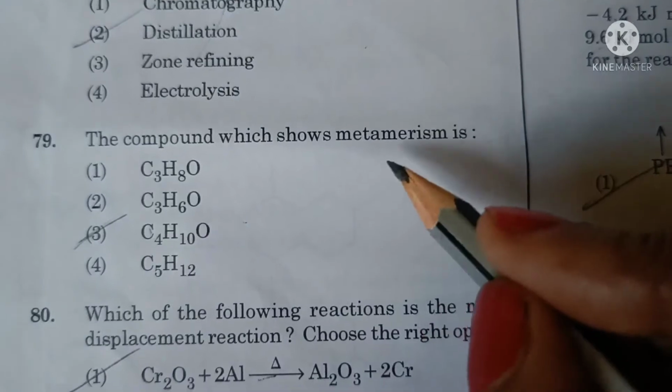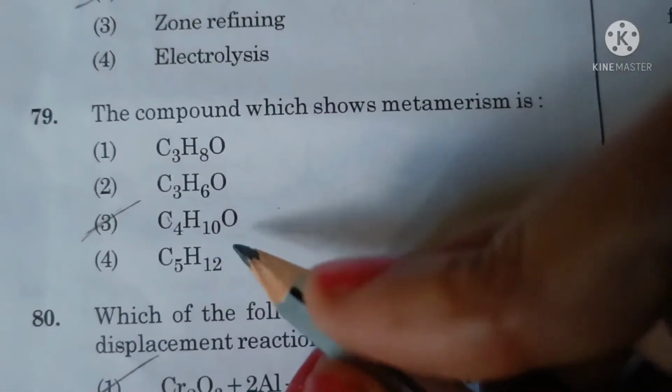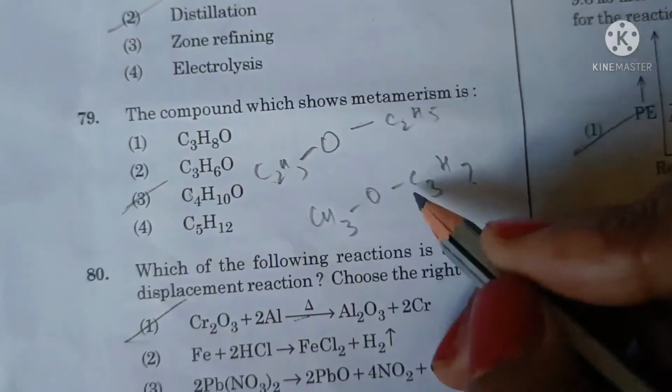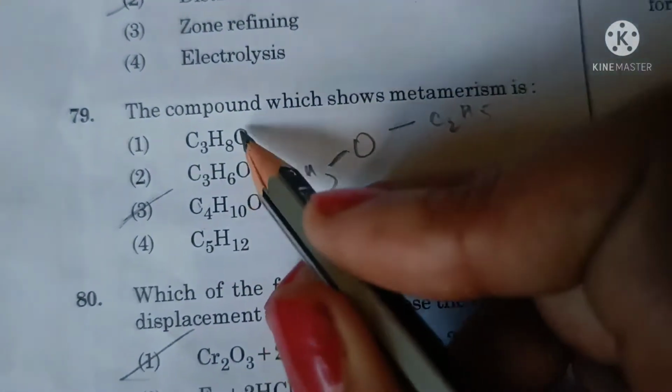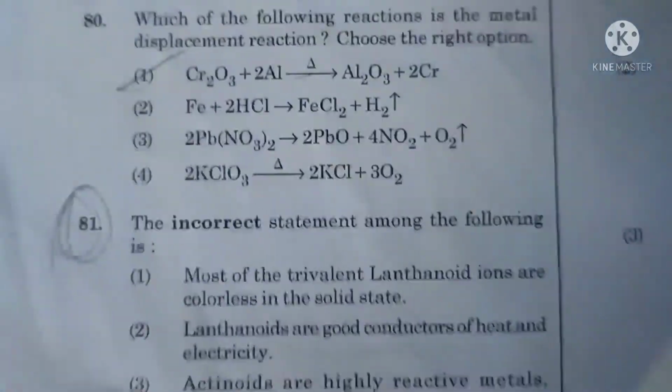The compound which shows metamerism is C4H10O, because these are the two metamers. So this option 3 shows metamerism. Others are not able to show this phenomenon.